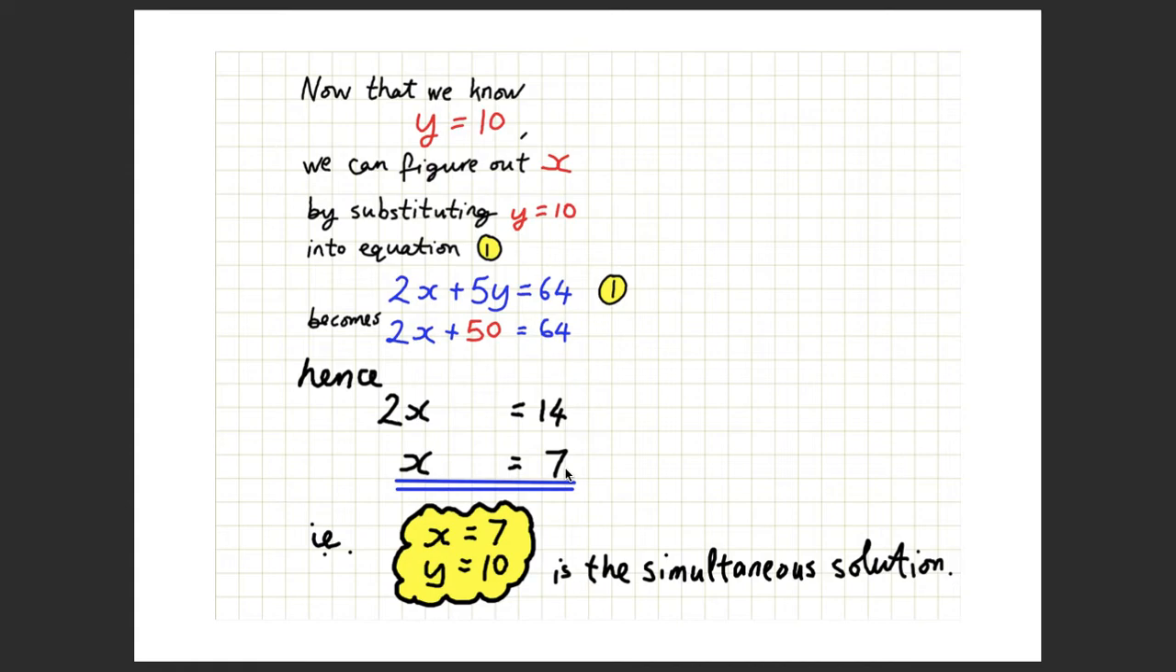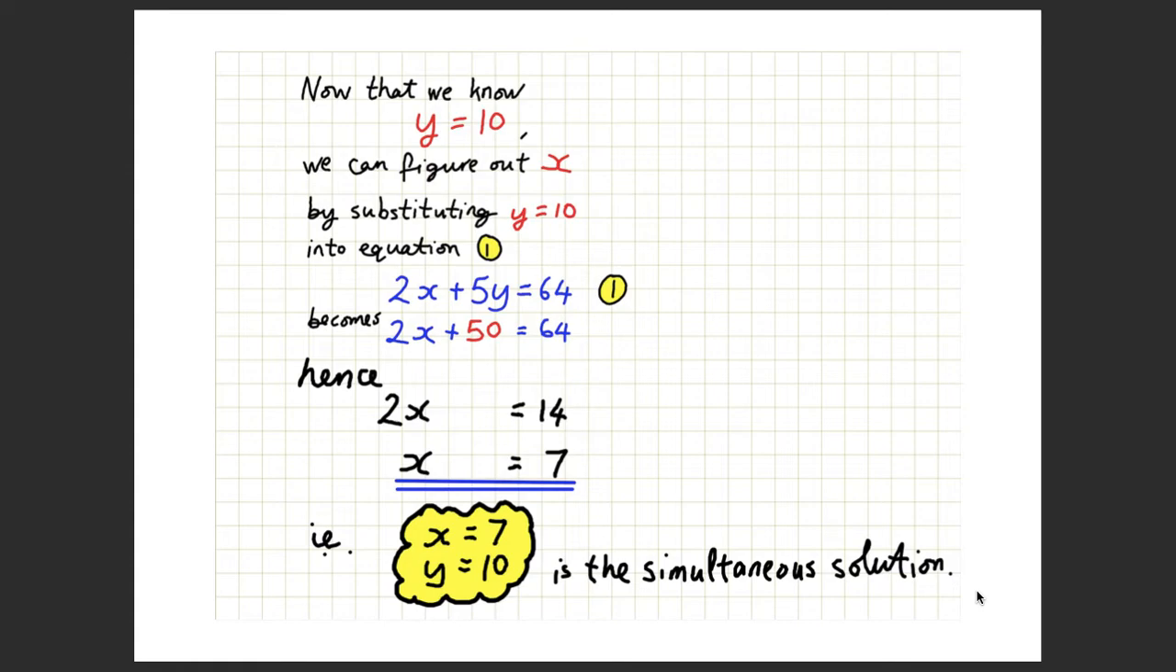divide both sides by 2 to get x equals 7. So x equals 7 is the answer to this, and the whole solution, x equals 7 and y equals 10, is the simultaneous solution. That's going to be the two values, x and y, that are going to work in both of our original equations at the same time. At the same time being another word for simultaneously.